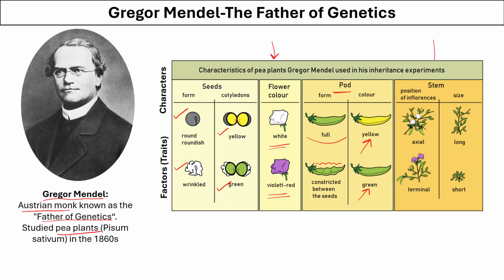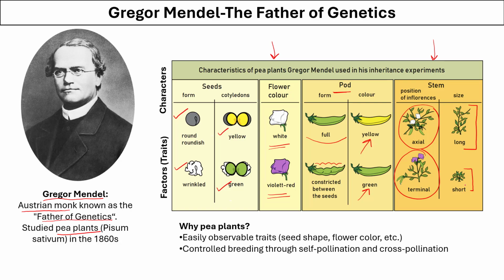Then he could see very contrasting characters related to stem. The stem would have either the flowers present axially or terminally. And related to the size, he could see that either they were long or short. So he could see distinct contrasting characters present in the pea plant. Then he chose to study these plants. Why did he choose pea plants? One, because he could see very clear contrasting characters which were easy to record.